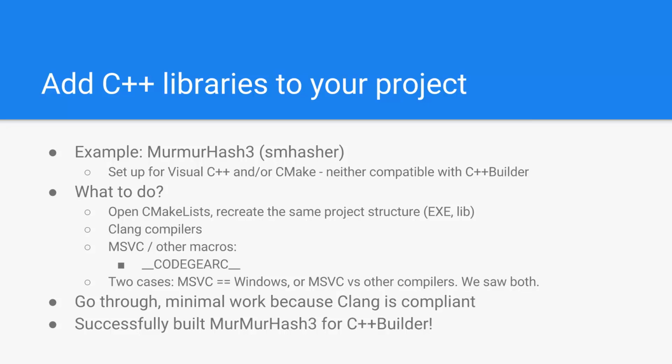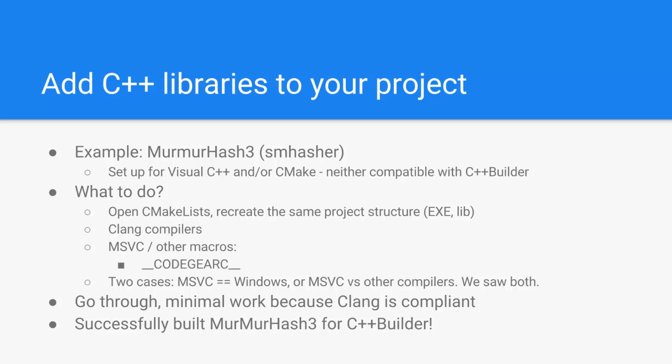So that was an example of taking an incompatible C++ library, or rather a C++ library that wasn't written to be aware of C++ Builder, and building it with C++ Builder. We chose the example of murmurhash3, which is a very useful library, but small enough that it could take a few minutes and demonstrate it live. And like many things, it was set up for Visual C++ and CMake. So what did we do? Well, first of all, we recognized it was a CMake project, so we opened CMakeLists and we recreated the same project structure. And then we set up the projects to use Clang and set a few other useful options.